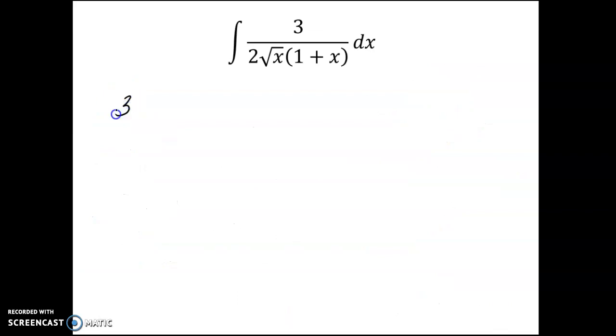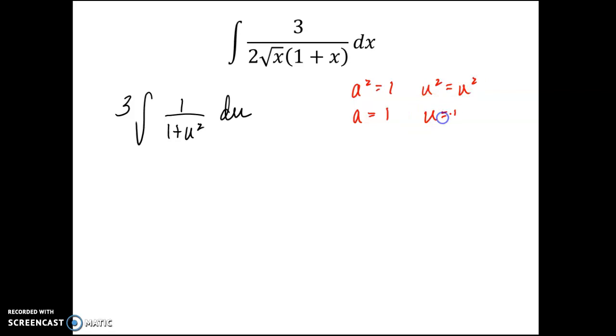Okay, so now let's work with this. So now I have 3 times 1 over 1 plus u squared du. Now when I look at this form, there's no other substitutions I can make. So now we got to be thinking inverse trig. A squared is equal to 1, which makes A equal to 1. And then u squared equals, so it fits the form directly for arctan. So this would be 3 arctan of u plus C.